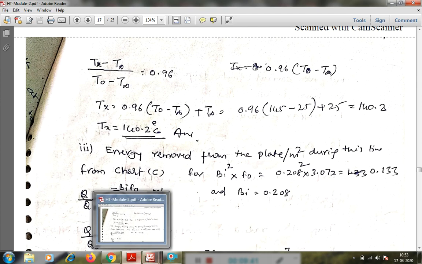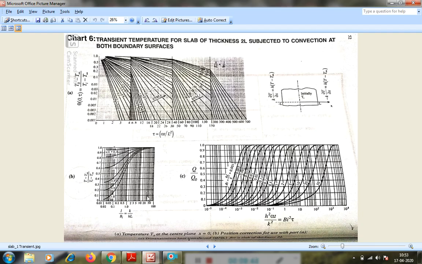For this we are going to use the third curve, chart C. Here Q by Q0 is the energy removed: Q is the energy removed, and Q0 is the initial rate of energy removal. Along the x-axis it is Biot number square into Fourier number, and along the curves it is the Biot number. Then we have to find the Biot number square into Fourier number and the Biot number, and plot them to get the Q by Q0 value.